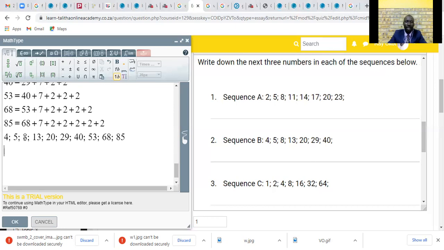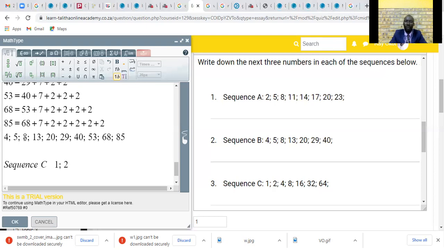The next thing is what? Sequence C. So how do we handle the case of sequence C? Well, to find the value of sequence C, that is sequence C, sequence C has been given with the first sequence starting with 2, or rather 1. Then after 1, we have a 2.